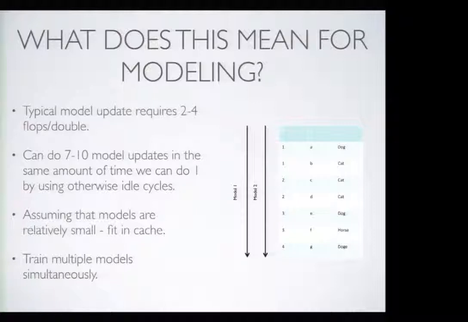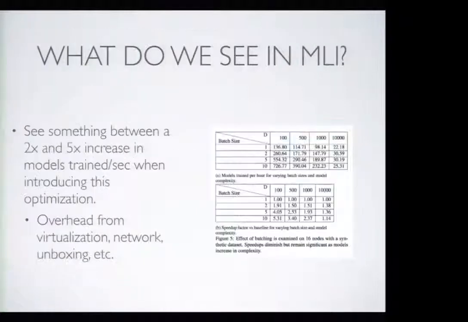And so what do we see when we actually implement this in MLI? Well, if we do it in sort of the naive way, we see something between a 2 and 5x increase in models trained per second. So that is, for every data point we read in, we just update, say, anywhere from 1 to 10 models in parallel. And so 2 to 5x doesn't quite get us to the 7 to 10x that we would have hoped to see theoretically. And a lot of this comes from the typical JVM stuff, the unboxing, and of course some network overhead and so on in there. But we basically see something like a 2 to 5x speed up for, again, models that are sufficiently small.